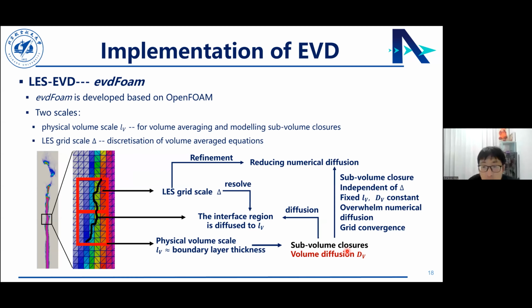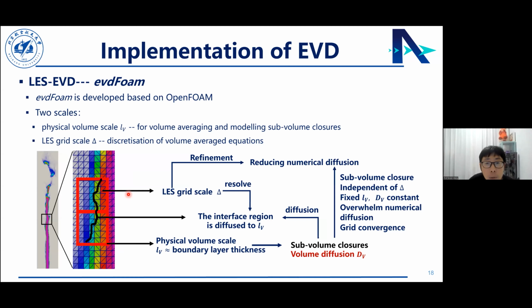Then we use the LES grayscale to resolve this thickened interface. When we keep the physical volume scale at a constant value and refine the grayscale, the numerical diffusion inherent in the LES grid becomes smaller and smaller. At some point it will be overwhelmed by the physical diffusion defined by ourselves, and then we will have a grid convergence.